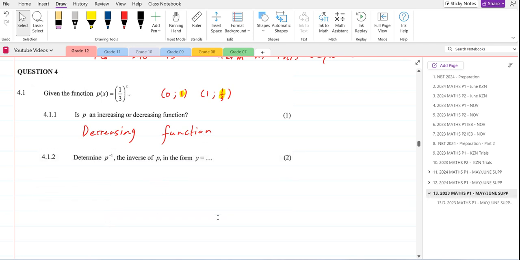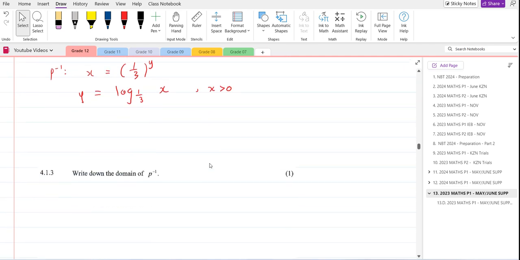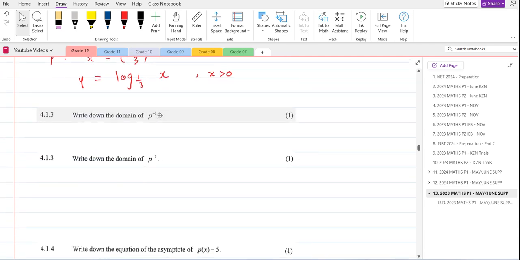Next one, right? Determine P inverse, the inverse of P, in the form y equals. So we know P is y equals 1/3 to the power x. So P inverse is switch the x and the y: x equals 1/3 to the power y. Now solve for y. So y is equal to log x base 1/3, and remember x needs to be greater than 0. I hope you guys understood that. So we wrote it in the form y equals, so that's an inverse function, log graph.